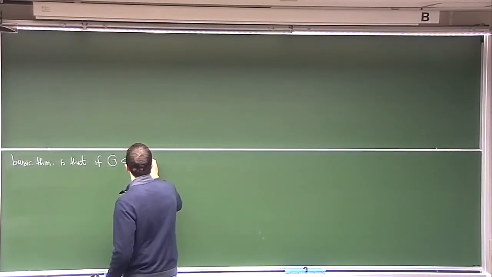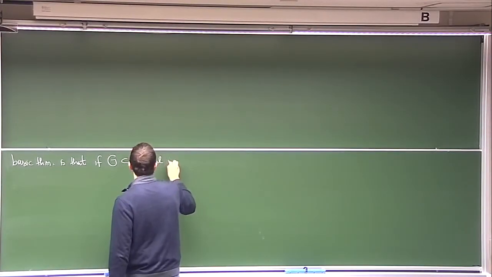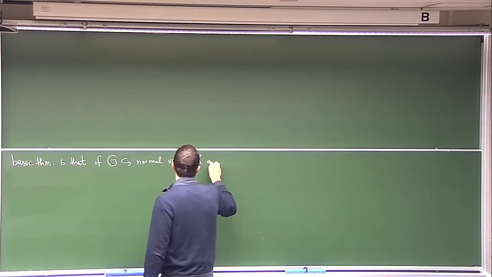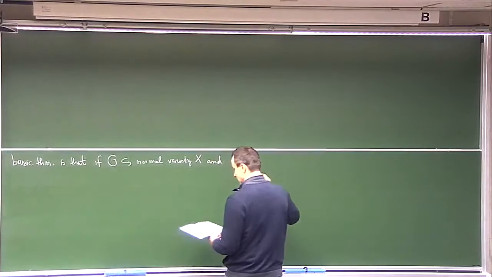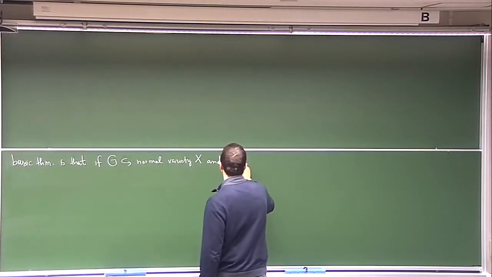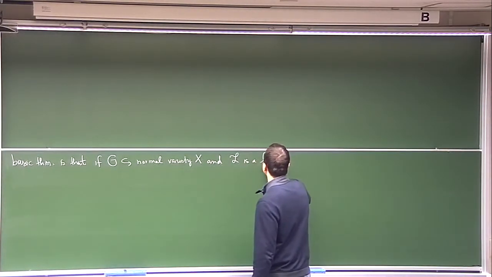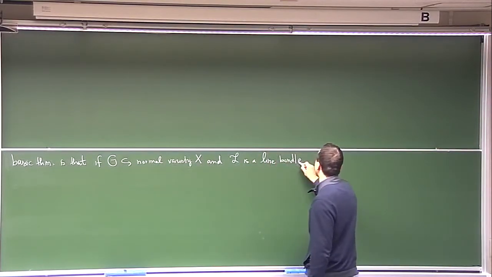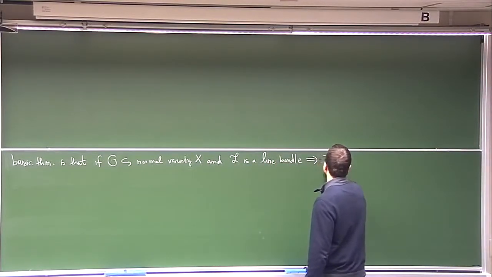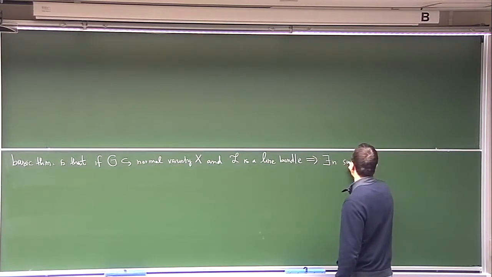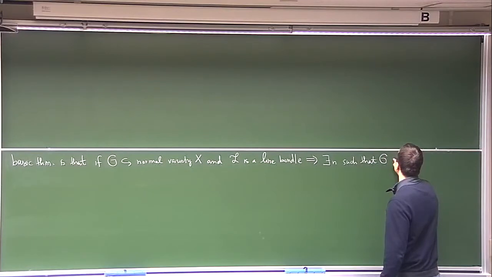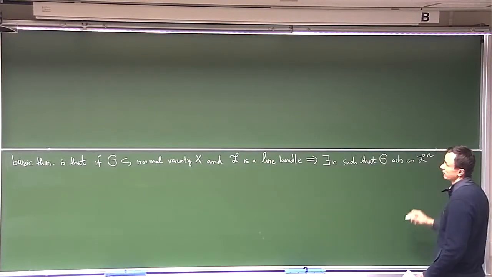a normal variety X, and L is a line bundle, then there exists N such that G acts on L to the power N.